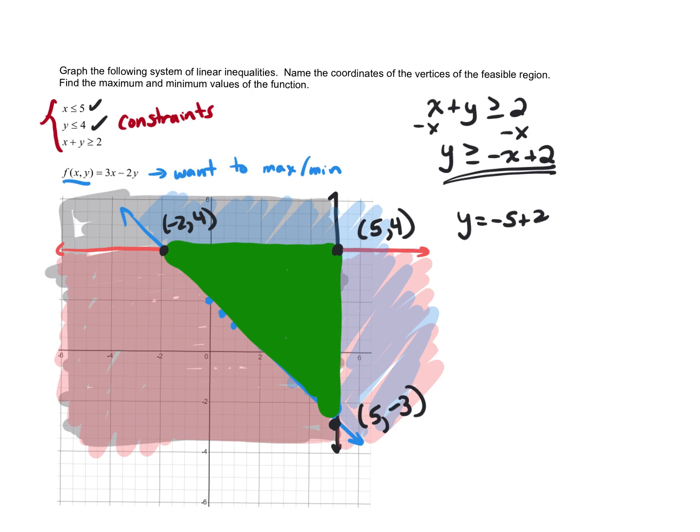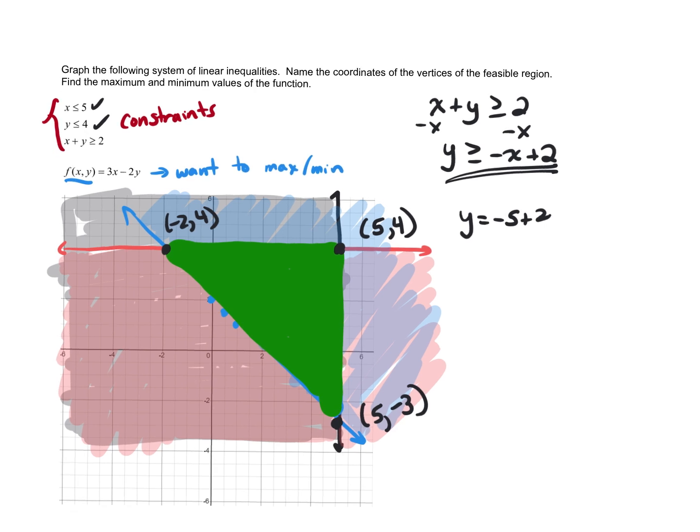Now, the max and min of my new function is going to happen at one of those corners. So to find it, I just plug them in. I'll plug into the function -2 and 4. So I'll plug in -2 for x, 4 for y, and see what I get. So 3 times -2 minus 2 times 4. That's -6 minus 8. That's -14. And I'll just do this for each one of those three corners.